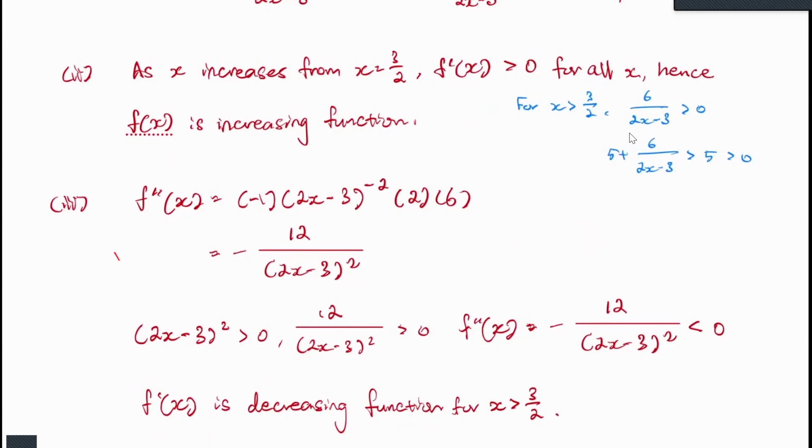So when I find that f prime x is a decreasing function, the implication on fx is that fx is increasing at a decreasing rate, because f prime prime x is the gradient of my f prime x.